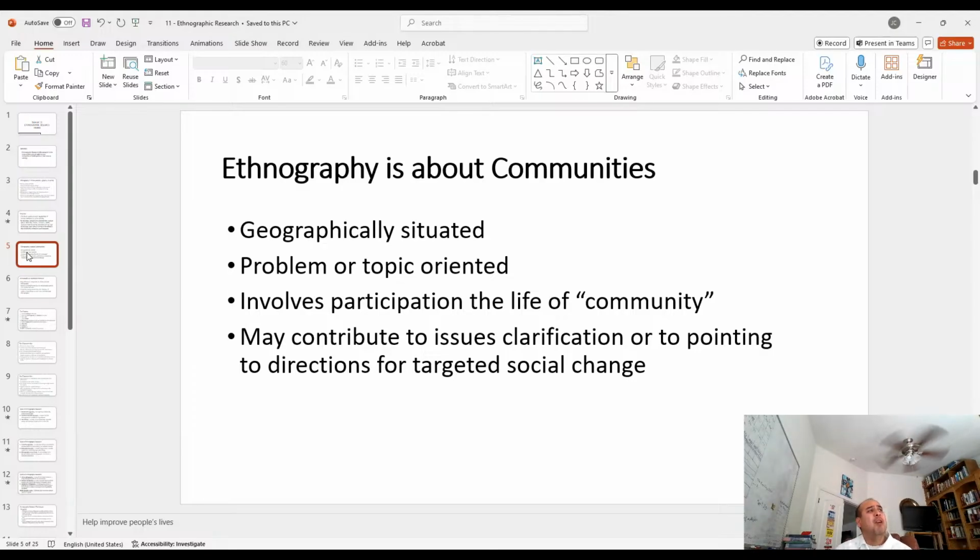It also involves participation in the life of community. It may contribute to issues clarification or to pointing to directions for targeted social change. Okay.